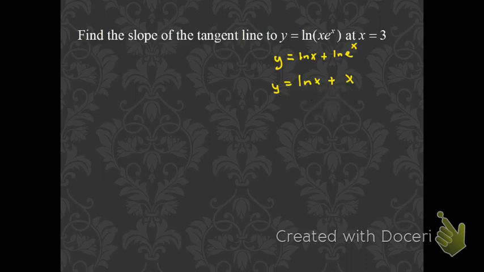All right. Now let's derive it. Y prime equals, what's the derivative of ln of x? 1 over x. Plus, what's the derivative of x? 1. Okay, what's the slope of our tangent line? What's y prime of 3? 1/3 plus 1, which obviously equals 4/3. Nice.